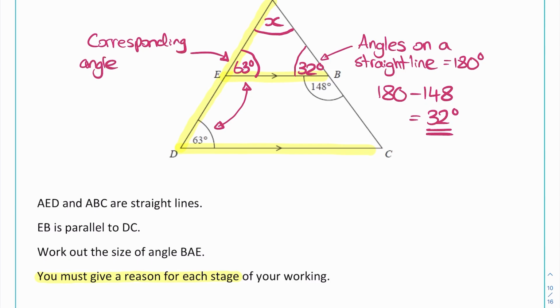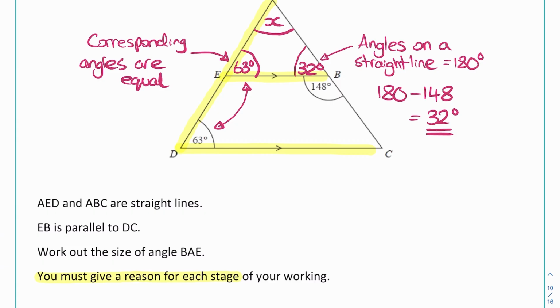And there we go, corresponding angles are equal. And it is important that you write down the full explanation there. You can't just write down corresponding angles next to it, because that's a statement about what the angle is. It's not a reason as to why we've put it as 63.